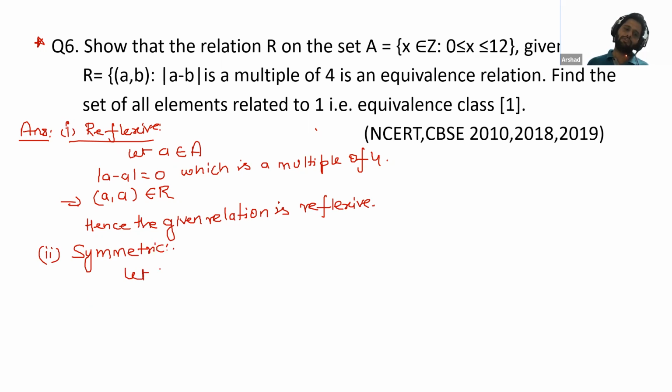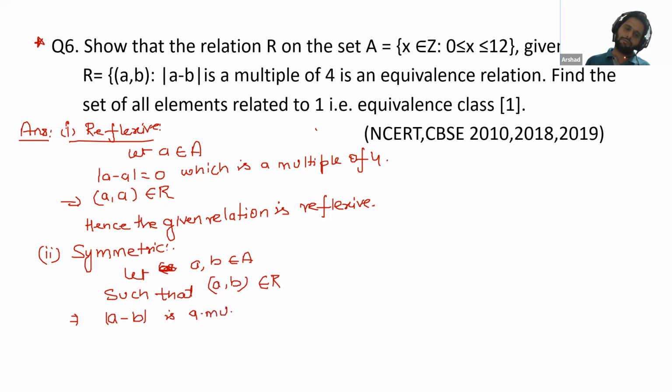So now here we will assume two values. Let a, b belong to the set A such that (a, b) belongs to R. We will assume this. So what is the meaning of this? This means |a minus b| is a multiple of 4.